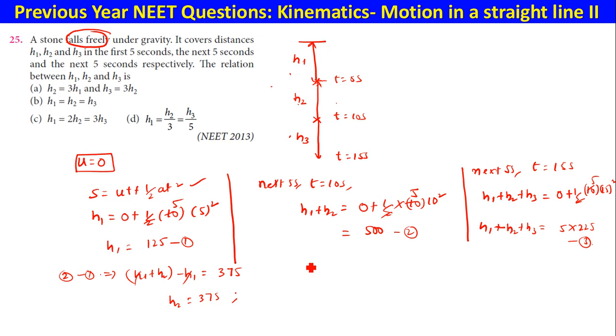Now what about h3? If I take 3 minus 2, I'll get the value of h3. h1 plus h2 plus h3 minus h1 plus h2. If you look at this, h1 plus h2 gets cancelled. You get 225 into 5 minus 500. So this is h3 is equal to 225 into 5 minus 500. If I take 5 common, I'll get 225 minus 100, so it is 5 into 225 minus 100, 125.